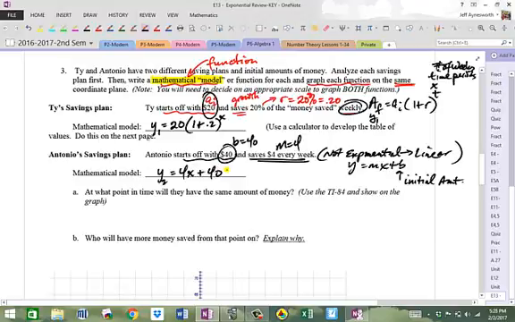Okay, the question is, at what point in time will they have the same amount of money? Well, that's why we need to plot them on the same graph and figure out where they intersect. All right, the same amount of money. We need to find the intersection point to determine that.